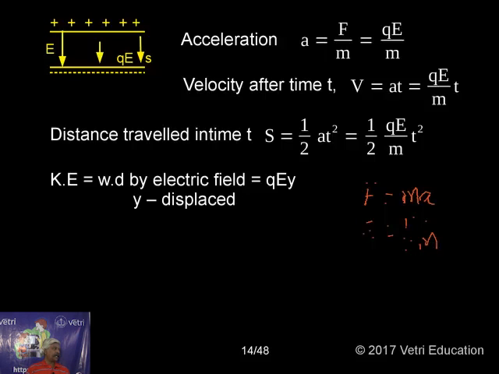Kinetic energy is the work done by the electric field. We know that work done is energy. Because the charge passes from positive to negative, the kinetic energy is nothing but the work done by the electric field. What is the formula for work done? Force into displacement. What is force? Q into E, into displacement Y, where Y is the displacement. So, if the electric charge is at rest, we can find this out.